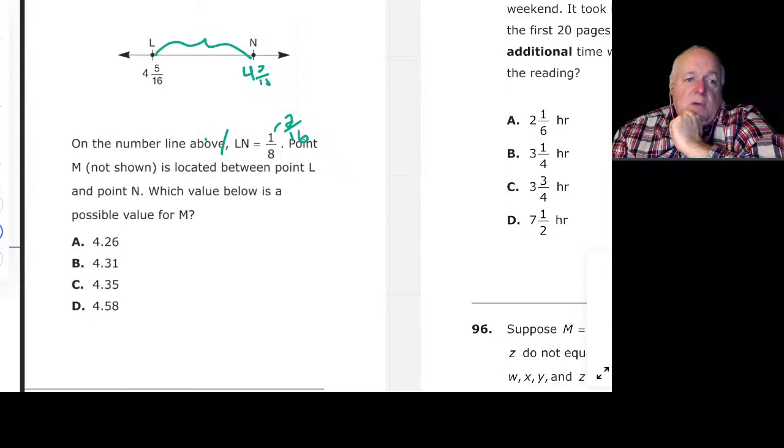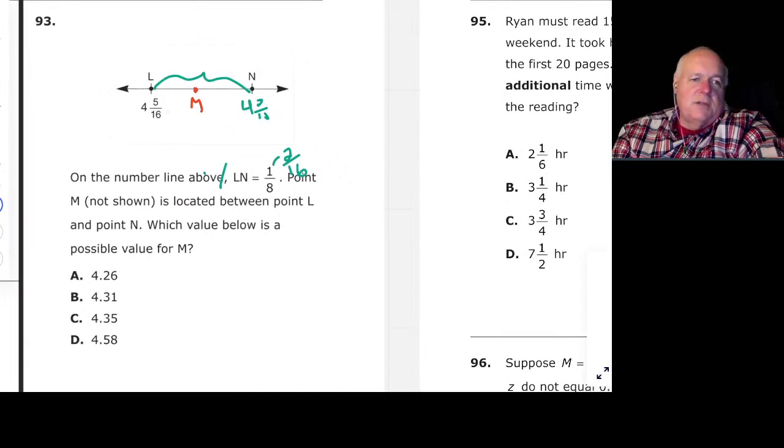On the number line above, point M, not shown, is located between L and N. So let's just assume M is somewhere near the middle of it. So M is right there, let's say. Okay. Which value below is a possible value for M? All right. So we need to determine now from the fractions where the other kind of number would be. So let me just shift this down slightly. So it really means we need to convert the decimals into fractions.